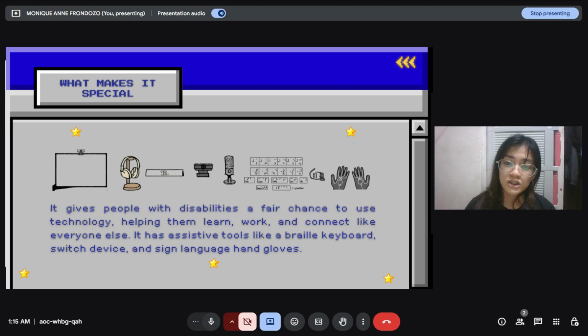Some of the features we discussed earlier include the Braille keyboard, sign language gloves, the Sip and Puff switch device, and the auto-tracking webcam. These features highlight how each tool plays a big role in making technology more inclusive and accessible for everyone. Sa mga features na yon, pinakita nung setup namin that technology isn't just about innovation, it's also about inclusion because everyone or anyone deserves the chance to connect, create, and be part of today's digital innovation.